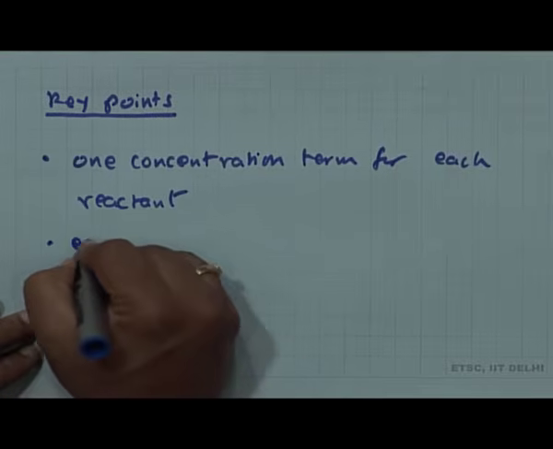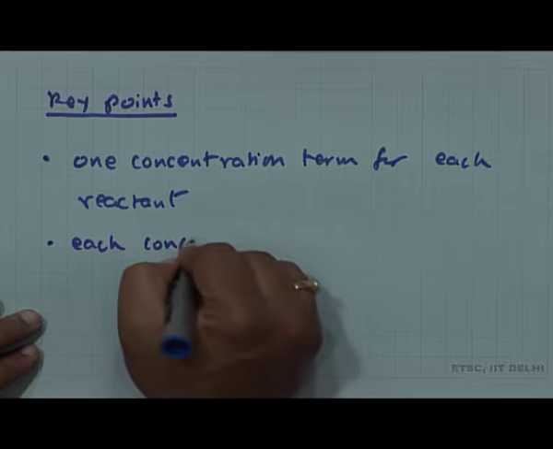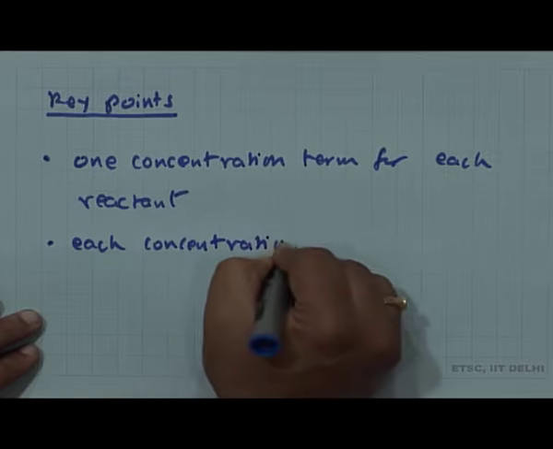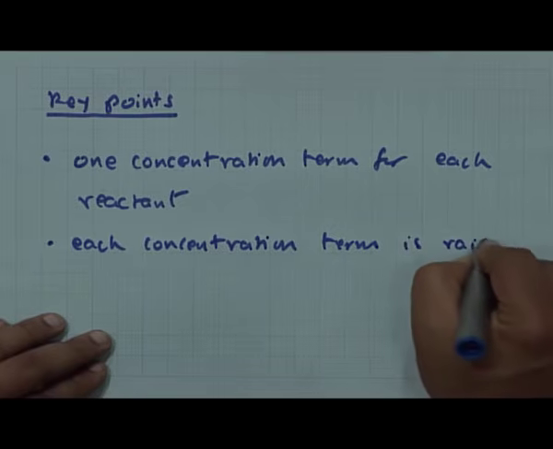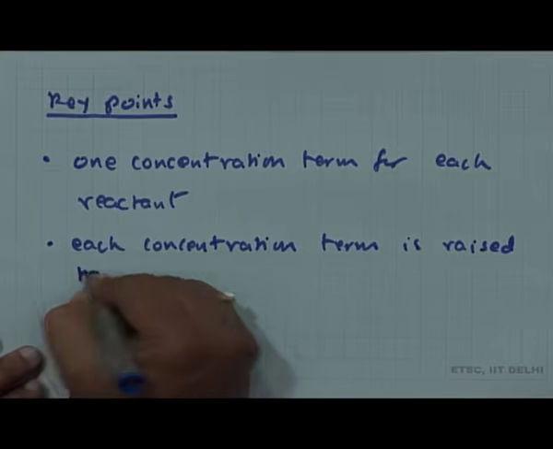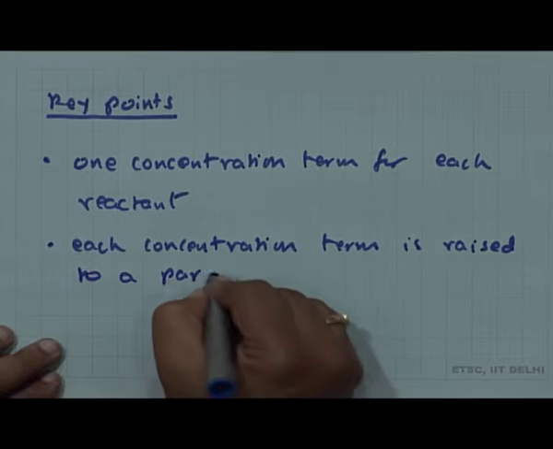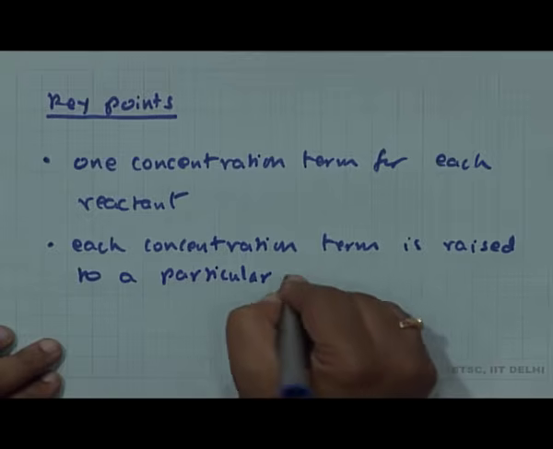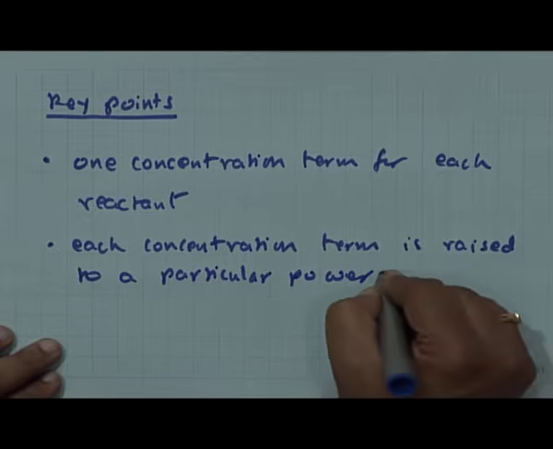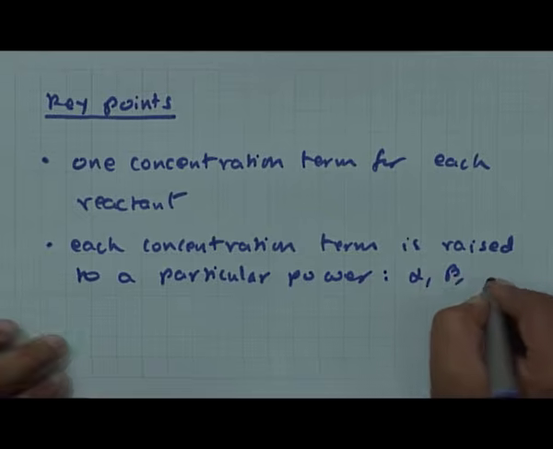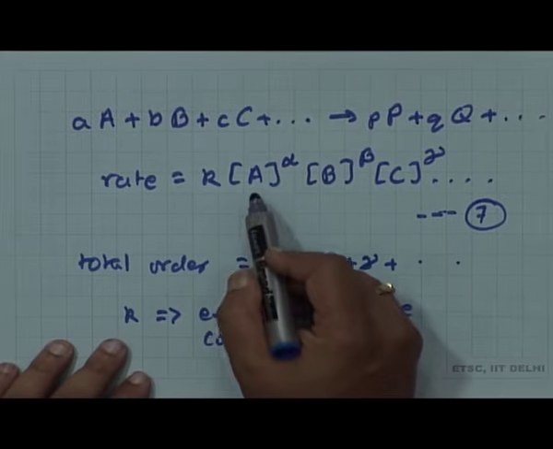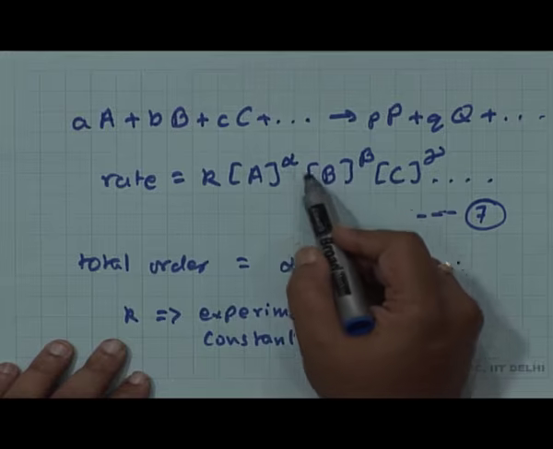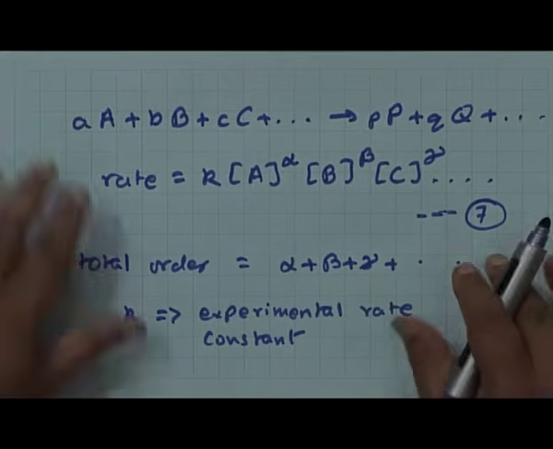Then each concentration term is raised to a particular power, as we saw alpha, beta, gamma and so on. So, each concentration term, say A, was raised to the power alpha, B was raised to the power beta, C was raised to the power gamma.